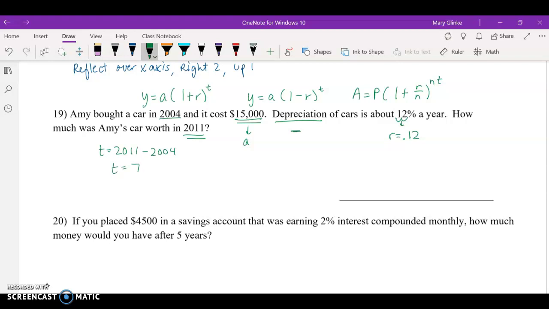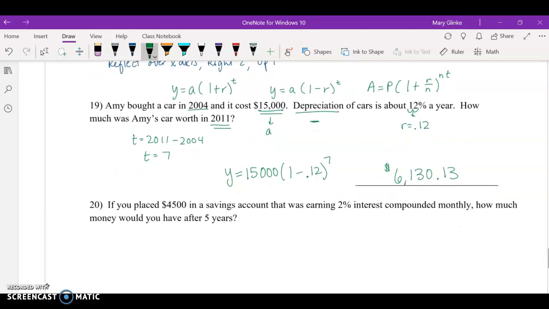So for this one, I do want to see your equations and then your answer. So for this one, it's y equals 15,000, parentheses 1 minus 0.12 to the 7th power. And you're going to take all of that and try it in your calculator. You should get 6,130.13.